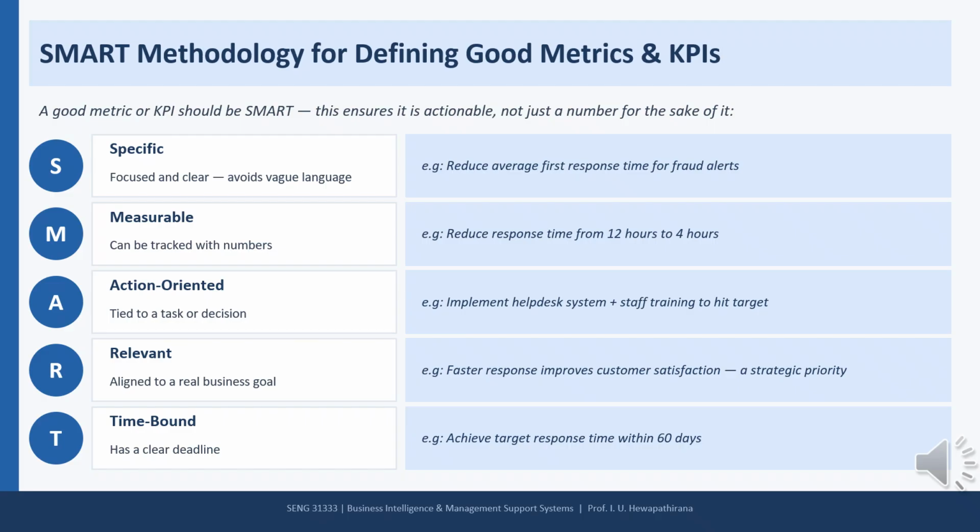When you are defining metrics for a BI dashboard, run each one through these 5 criteria. If a metric fails even one of them, it is a signal that it needs to be refined. A metric that is specific, measurable, action-oriented, relevant, and time-bound will drive real organizational behavior. One that is not will simply occupy space on a screen.